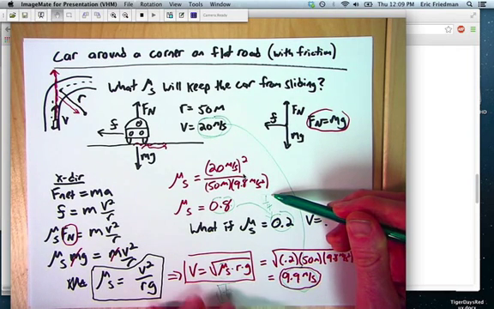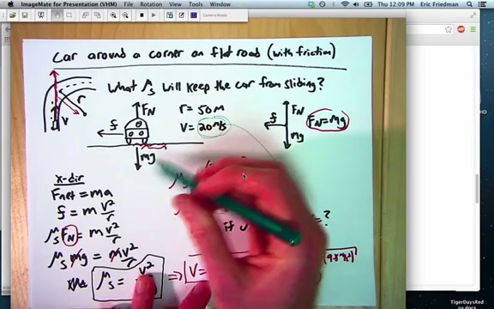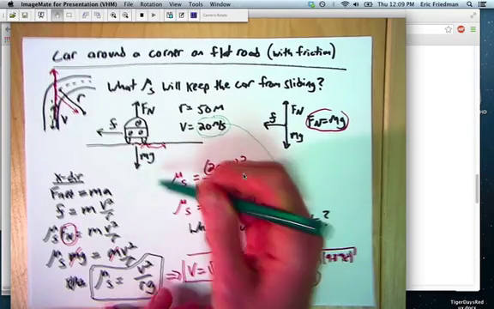All right, in the next problems, we're going to talk about roads that are banked at an angle instead of flat roads, and we'll see that that's going to be a little bit different.